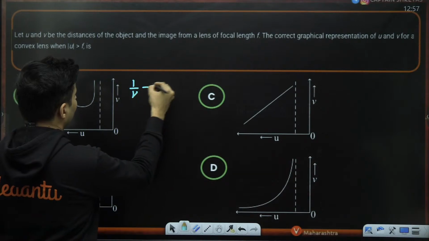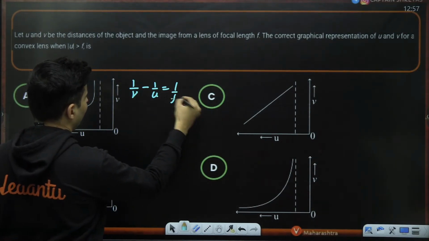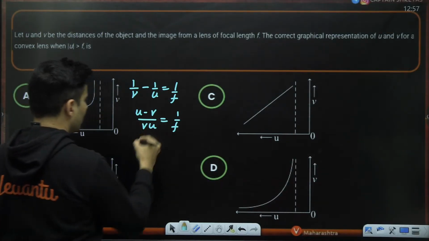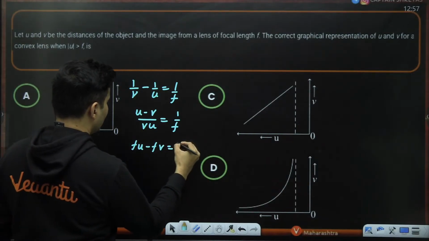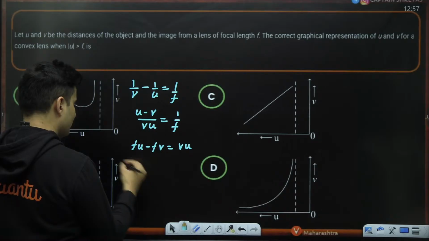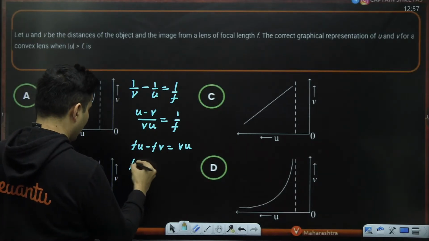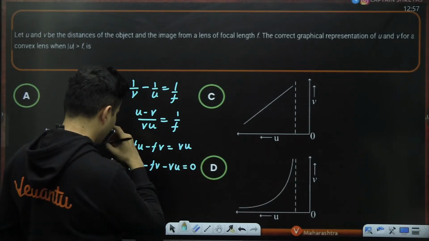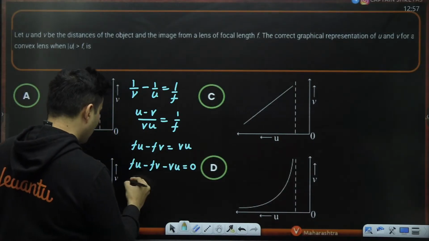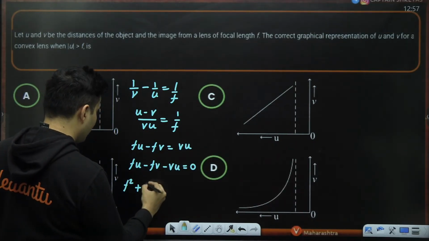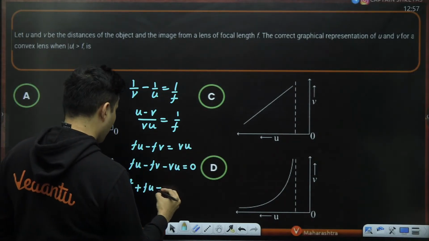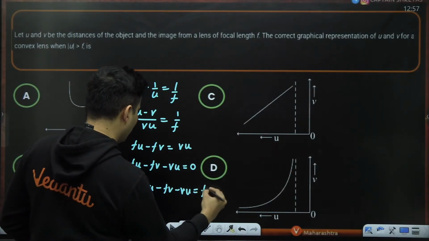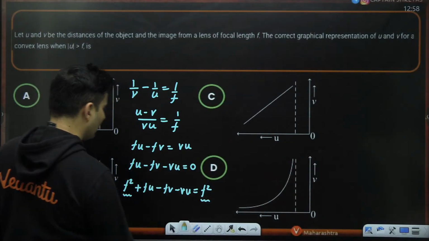See, we have 1/v minus 1/u is equal to 1/f. Take cross multiplication. (u minus v)/vu is equal to 1/f. So fu minus fv is equal to vu. Take it over here. So fu minus fv minus vu is equal to 0. I have an idea. Add f square on both sides. So f square plus fu minus fv minus vu, and I will put f square over here as well.